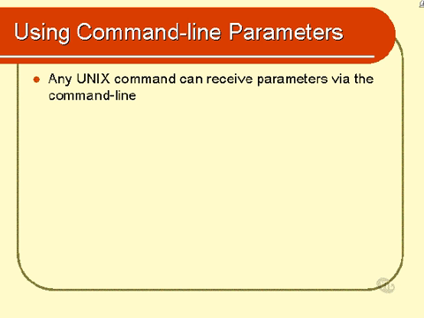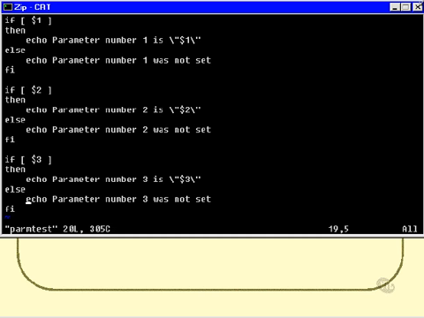Here is a very simple script called PalmTest, which is short for parameter test, which just goes through $1, $2 and $3 and does a little if test to see if the parameter was set, and if it was, then we echo out a little message to say what it was set to, and if it wasn't, we just say that it was not set.